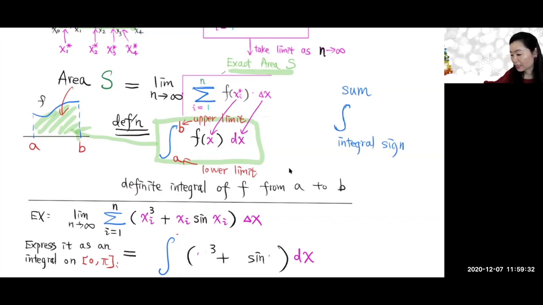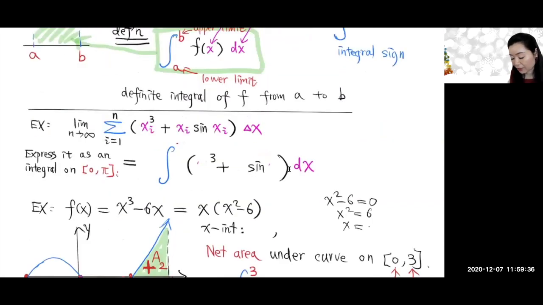Now let's try to practice on this. So I have the limit of this Riemann sum over here. Let's express this as an integral on 0 to pi. So I put the integral sign here. The limit of this Riemann sum is defined to be an integral, and the delta x is replaced by dx. What do we do with the xi over here? Replaced by what?